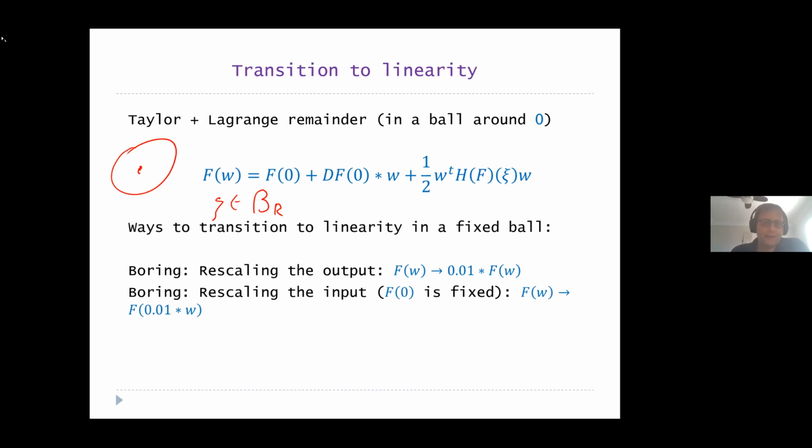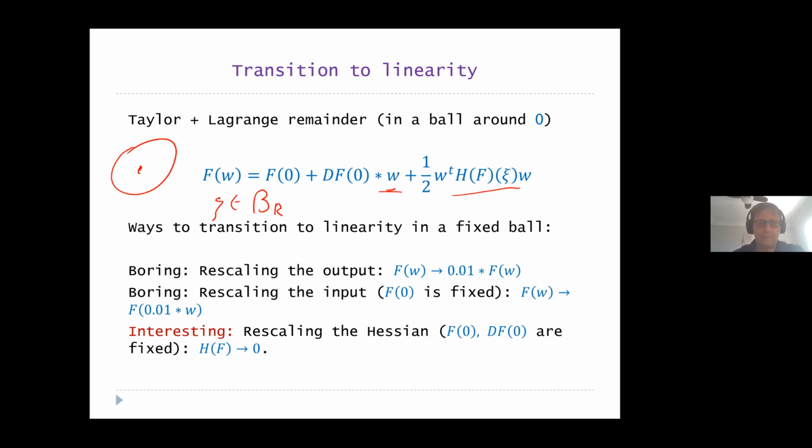Another boring way, you can say, okay, let's rescale the input. I can fix the f of 0, and I just make w bigger. And then trivially, this will rescale linearly, and this will rescale quadratically if I just extend this. And obviously, it will become a linear function. So it's like looking at your function through a microscope, right? When you look very closely at the origin, if it's a differentiable function, it will look linear. Again, not interesting.